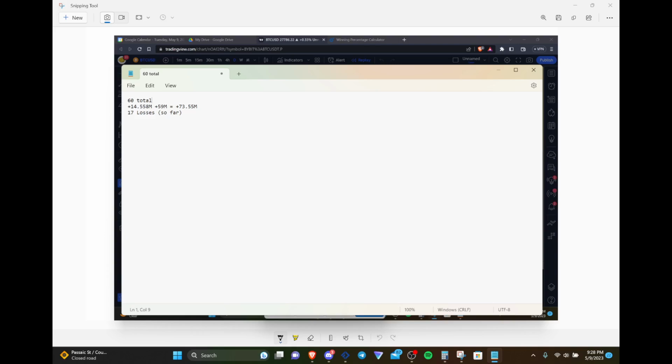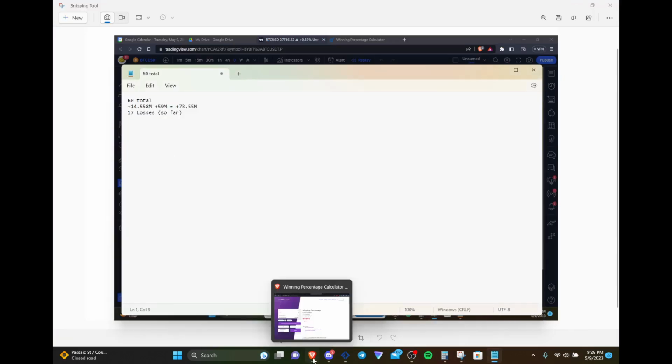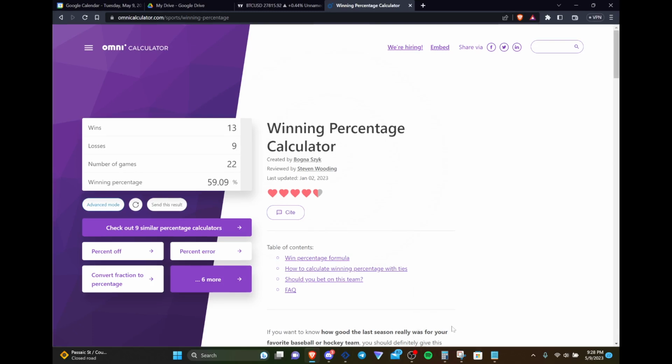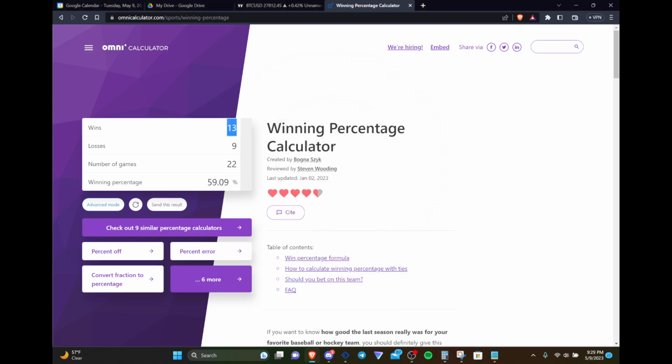All right, and then of the 60 trades, we have 17 losses plus, what was it, 9, right? So 17 losses plus 9. Let's do it here real quick. 17 plus 9, so 26. So total trades are 60. So 34 wins, 26 losses. Yeah. So 34 wins, 26 losses.